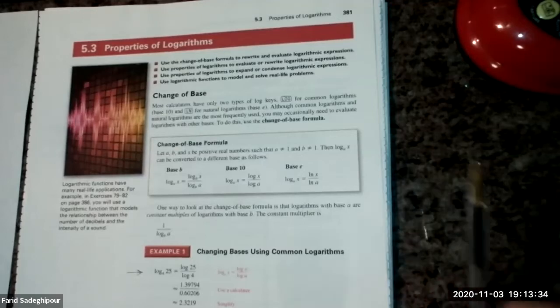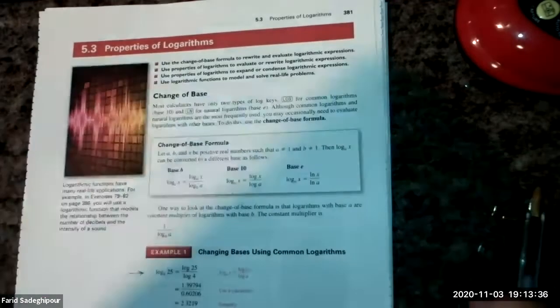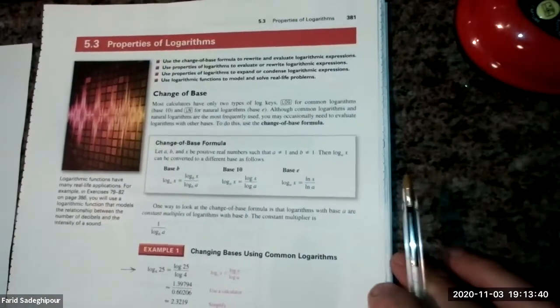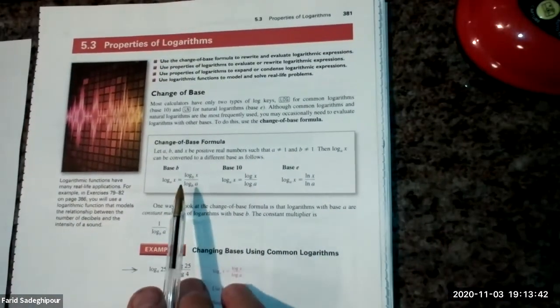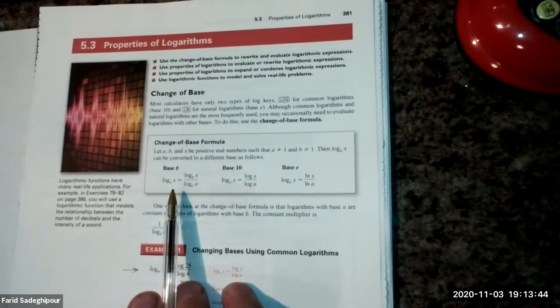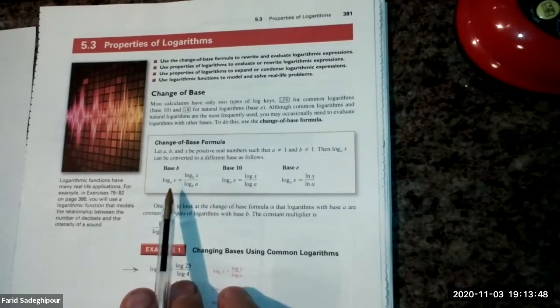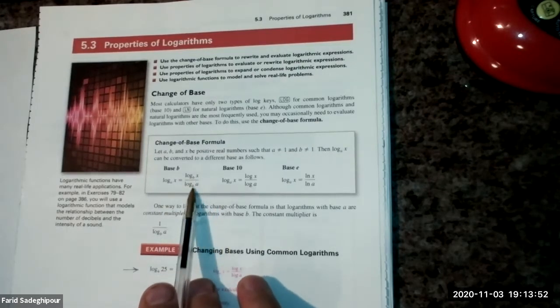Section 5.3, here we discuss 5.3, 5.4, and 5.5. 5.3 is talking about the formula that we mentioned before at 5.2, that if you have a log with a different base, if the base is not 10, you could always write it as log over log.